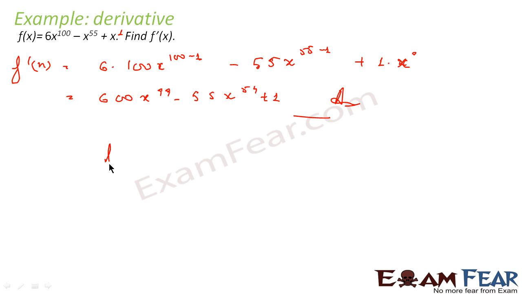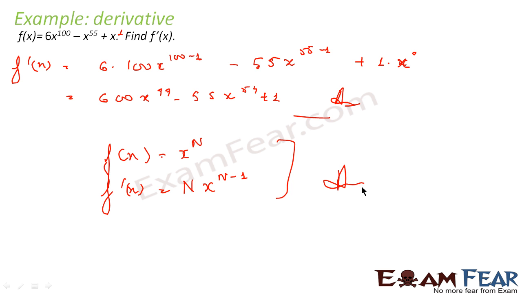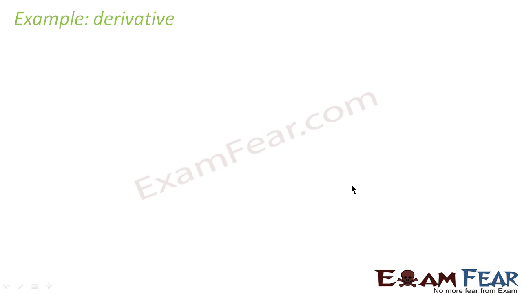Very simple. Here also what we have done, we have just used this formula. If f of x is equal to x to the power n, then f dash of x is nothing but n x to the power n minus 1. That is the formula we have used. We will take one more example. We have to find the derivative of this function f of x is 1 plus x plus x square plus x cubed up to x to the power 50 at x equal to 1.